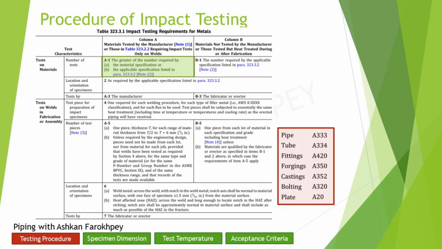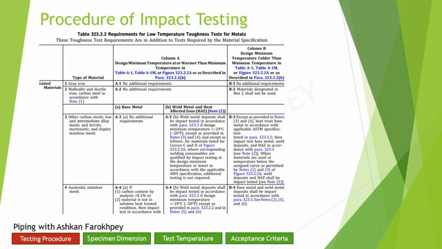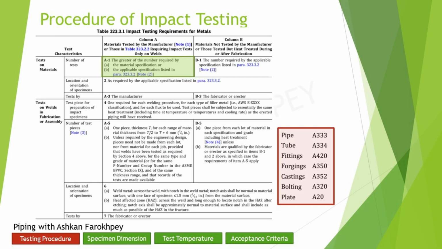For example, if we have a ASTM A106 material that must be impact tested based on what ruled out in table 323.2.2, assume that the material design temperature is minus 30 degrees centigrade. In this case, either ASTM A106 or its applicable material specification for pipe, which is ASTM A333 here, must be followed for the number of the tests. As the ASTM A106 doesn't necessitate the application of impact testing, ASTM A333 must be followed for the number of the tests since it has greater number of test specimens.